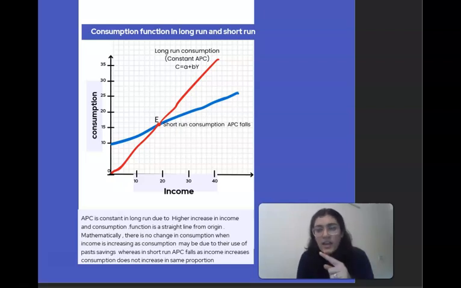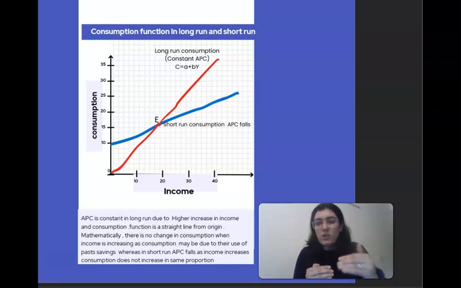You can see the blue line is the short run consumption function curve, which is flatter. This shows that as your income is increasing from 10 to 20 to 30, 40, the rate of change is 10, 10, 10. But the consumption is just increasing by 5 points, 10, 15, 20. So the proportionate change in consumption is lesser than the proportionate change in income.